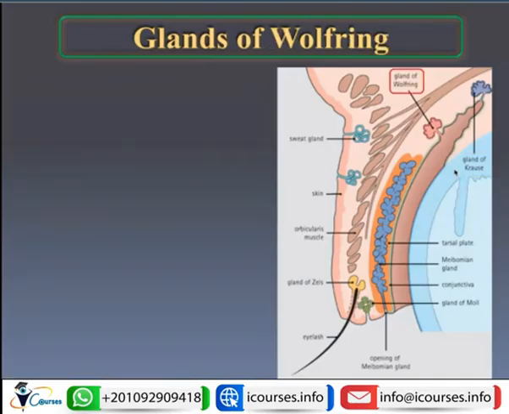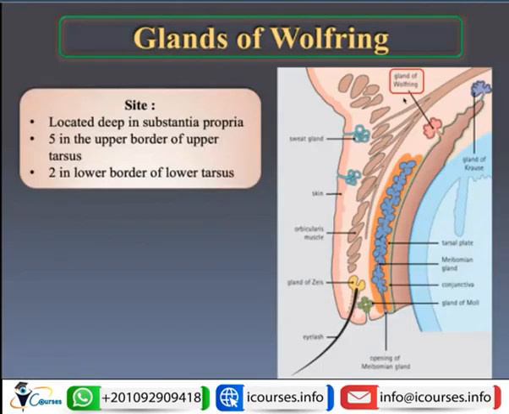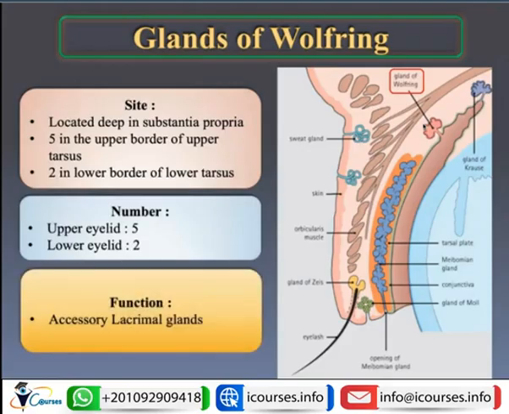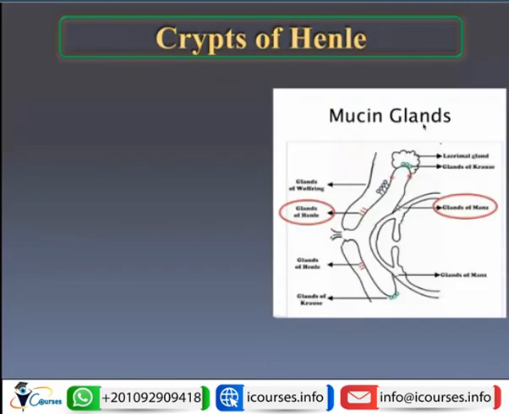Then we have another gland called the glands of Wolfring. So what are glands of Wolfring? They are again accessory lacrimal glands that are located deep in the substantia propria, so they are not present in the epithelium, and there are 5 in the upper border of the tarsus and 2 in the lower border of the tarsus. Their function is as an accessory lacrimal gland.